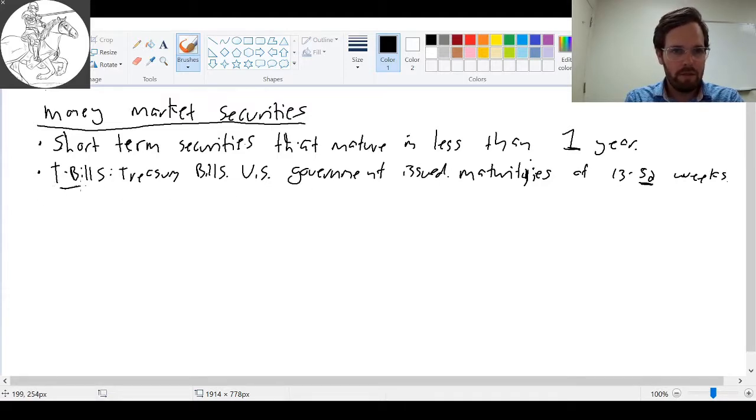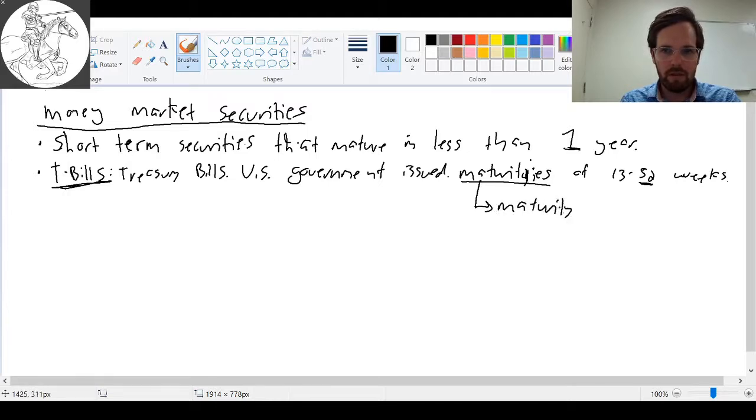Let me define maturities here. What does maturity mean? A lot of people ask, what does maturity mean? This is essentially the length of the loan.